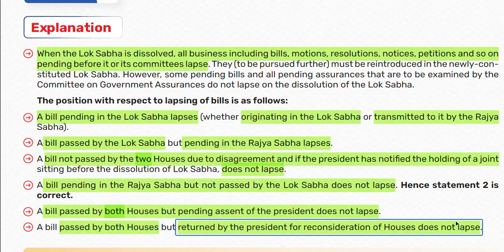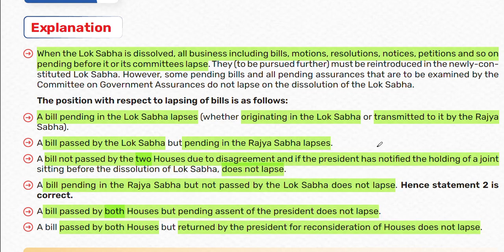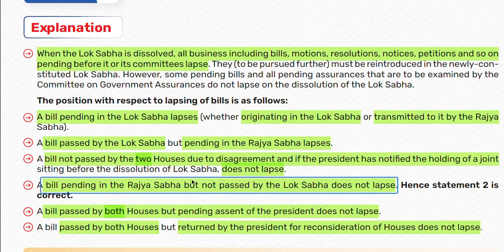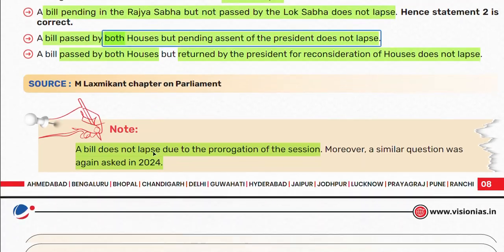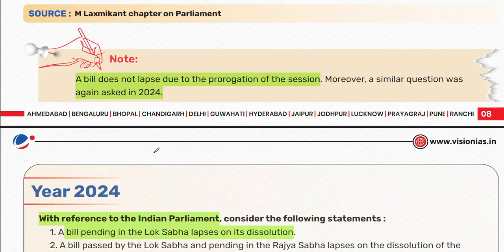Okay, so wherever there is a mention of President, all those bills will not lapse. And wherever there is a Lok Sabha, whether the bill is originating in the Lok Sabha or is passed by Lok Sabha but is still in the Rajya Sabha, those will be lapsed. Now a bill does not lapse due to prorogation of the house.